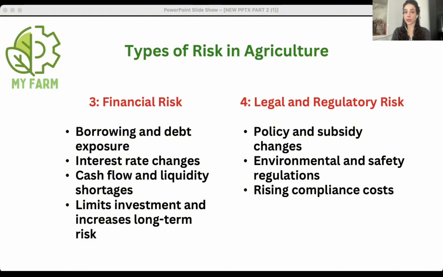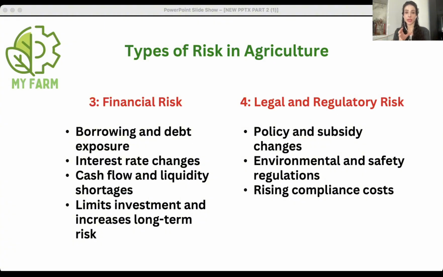Third risk is associated with financial risk. This is linked to borrowing, interest rates, repayment schedules, and cash flow shortages. Poor liquidity can restrict investment or lead to long-term debt problems.